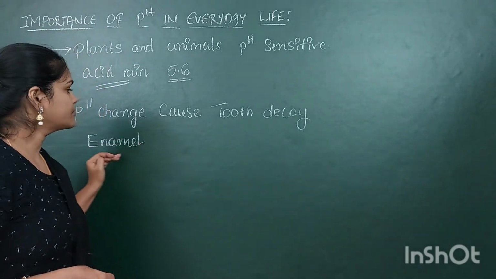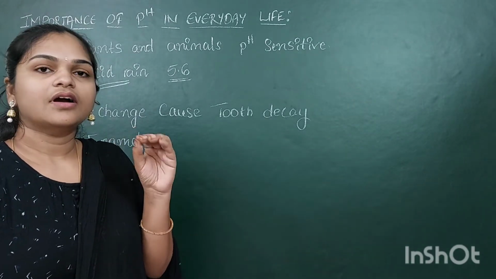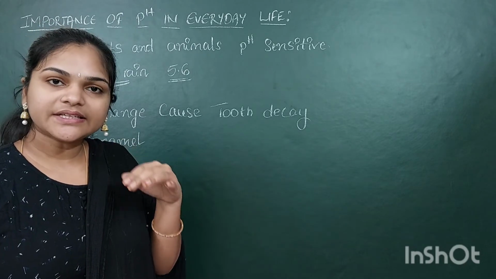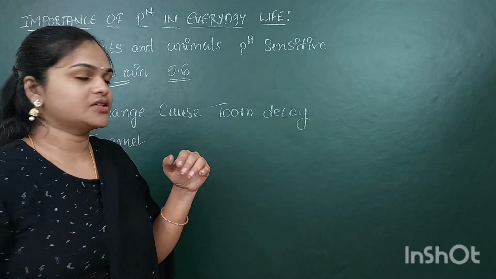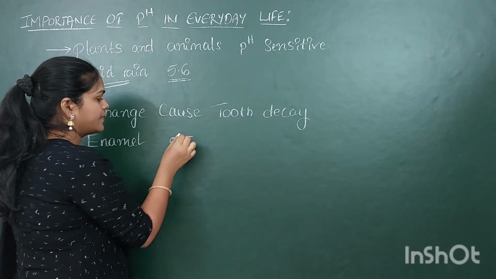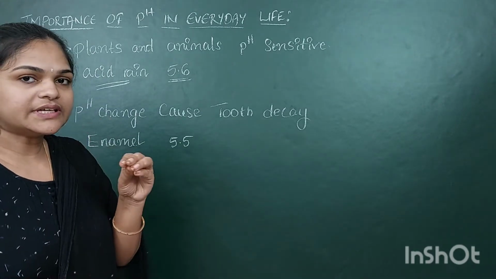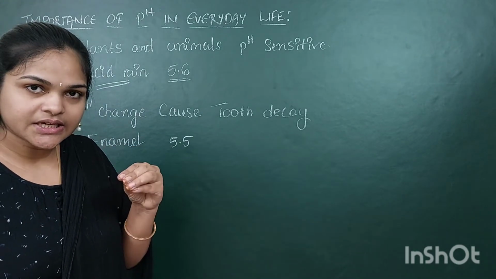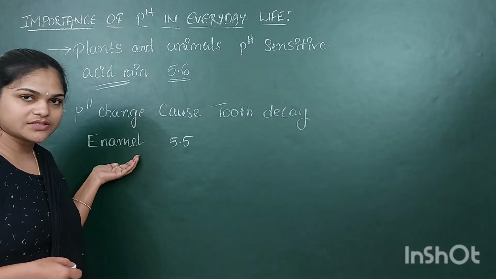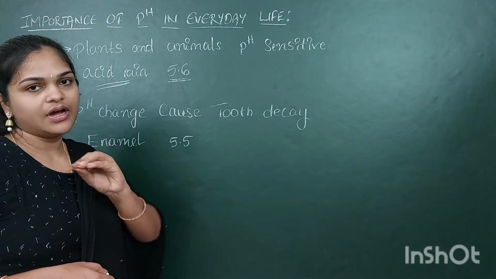So when there is bacteria in our teeth, that bacteria's pH value is going to decrease below 5.5, less than 5.5, and then it damages our enamel. We know that the bacteria present in our teeth, if its pH value is less than 5.5, what happens? It causes damage to enamel.